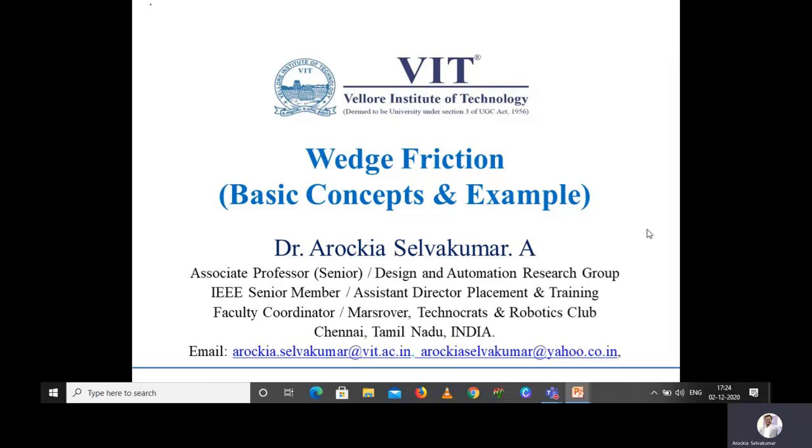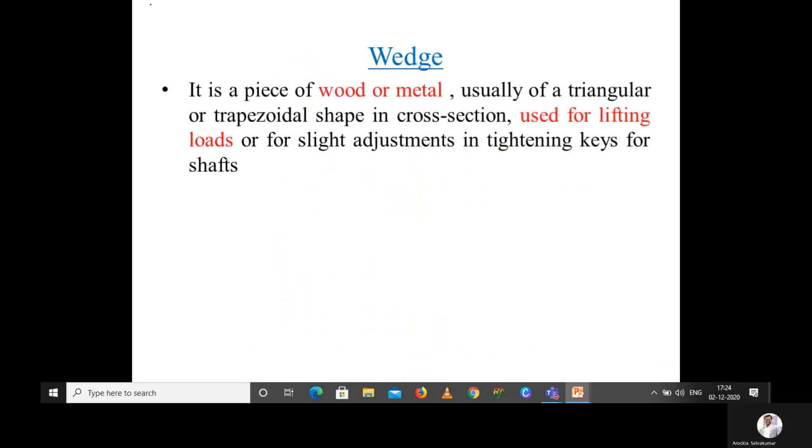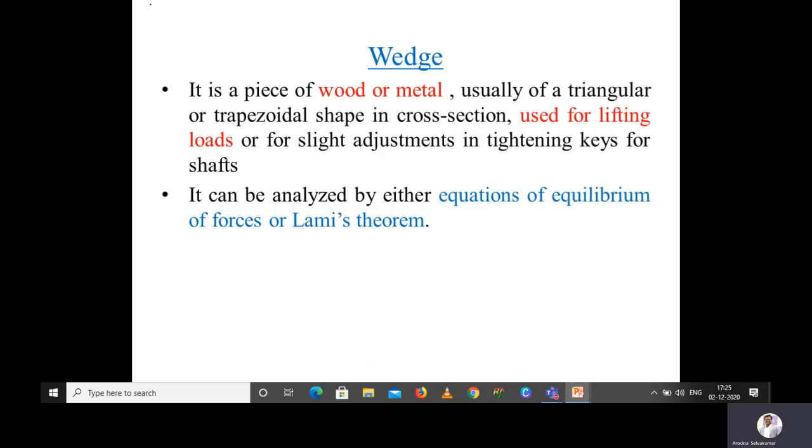So good evening students. Today we will see the basic concepts of wedge friction with an example. It's a piece of wood or metal, usually of a triangular or trapezoidal shape in cross section, used for lifting loads or for slight adjustment in tightening keys for shafts. So the wedge can be analyzed by either equations of equilibrium of forces or Lami's theorem. Anyway, we will see with an example.